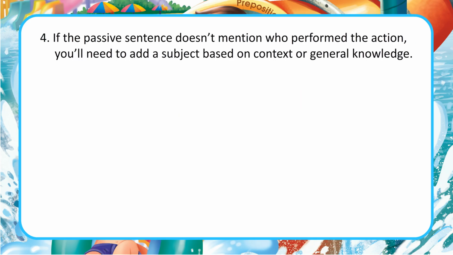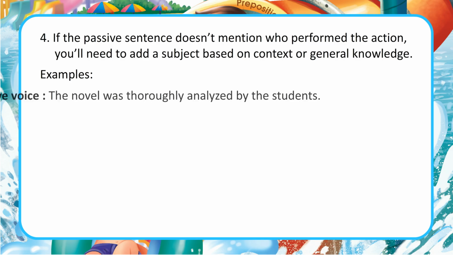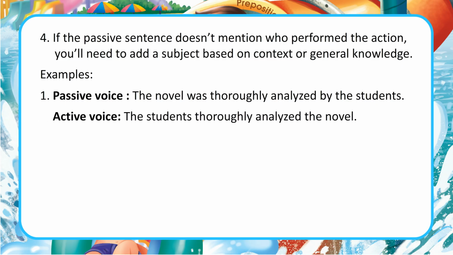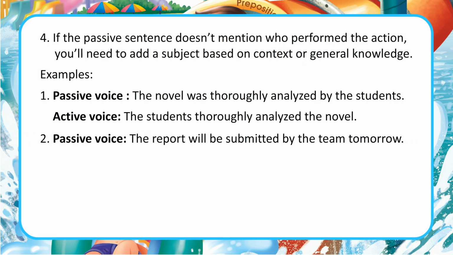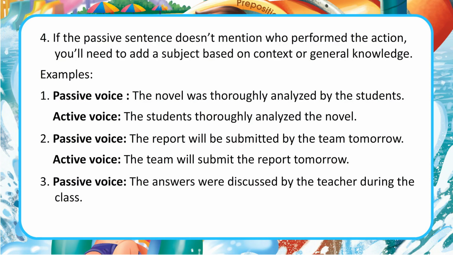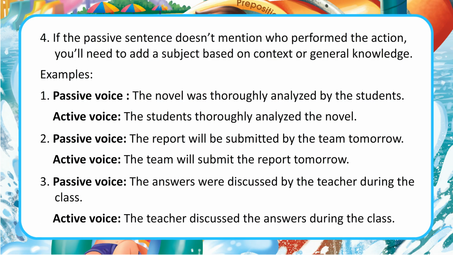4. If the passive sentence doesn't mention who performed the action, you'll need to add a subject based on context or general knowledge. Examples. 1. Passive voice: The novel was thoroughly analyzed by the students. Active voice: The students thoroughly analyzed the novel. 2. Passive voice: The report will be submitted by the team tomorrow. Active voice: The team will submit the report tomorrow. 3. Passive voice: The answers were discussed by the teacher during the class. Active voice: The teacher discussed the answers during the class.